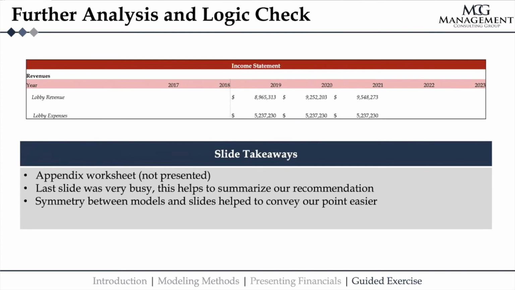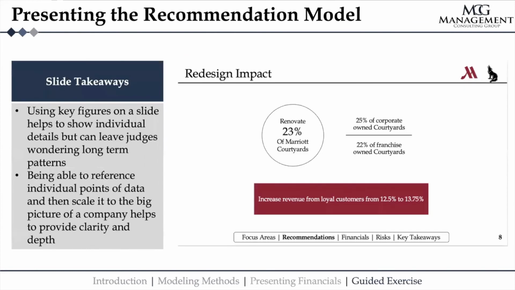Additionally, this is this revenue and expenses slide a little bit cleaned up, but it still remained in the appendix. As you could tell, the last slide was a little bit busy, and this kind of shows how we could fit this recommendation back into our considerations of the income statement and back into the overall operations of the firm. And the symmetry between the models that we presented and the slides help to convey the point easier and make it a little bit easier on the eyes and understandability of our considerations.